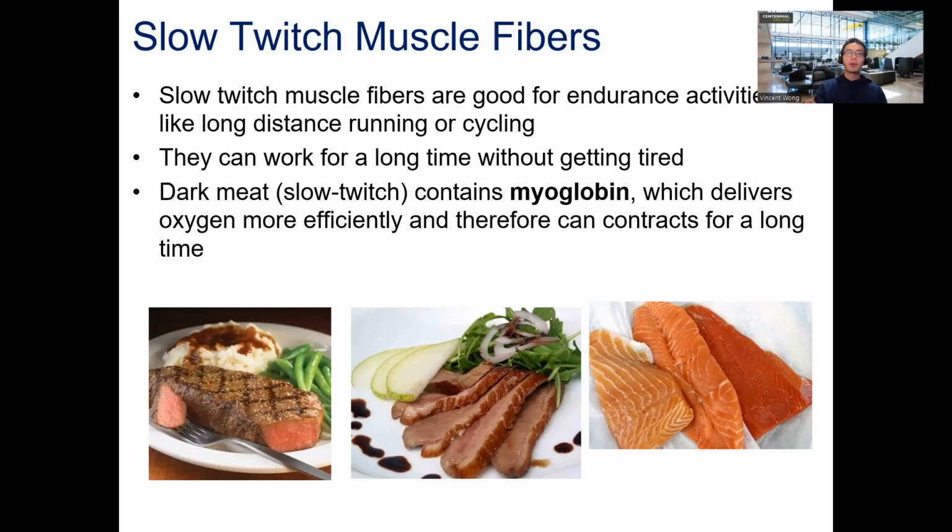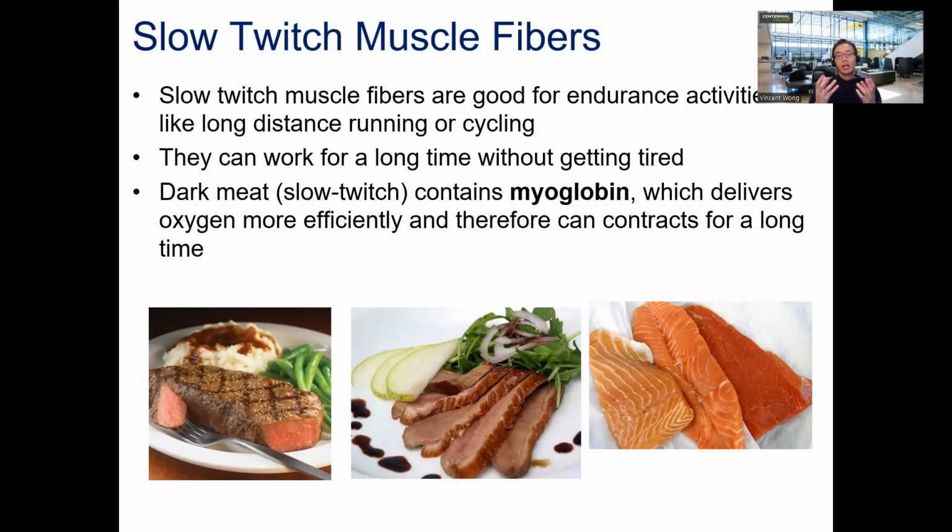Slow twitch fibers are good for endurance type of activity. They produce slow but steady contraction, and they could go on for a long time without getting tired because they contain something called myoglobin, which delivers oxygen more efficiently than regular hemoglobin. And so if you create a steady supply of oxygen, the muscle can contract for a very long time without getting fatigued, without getting tired.